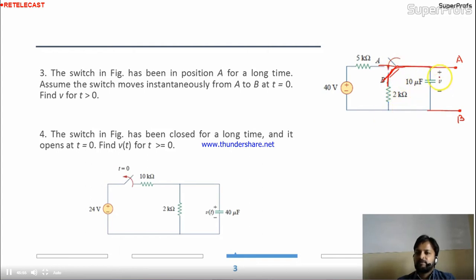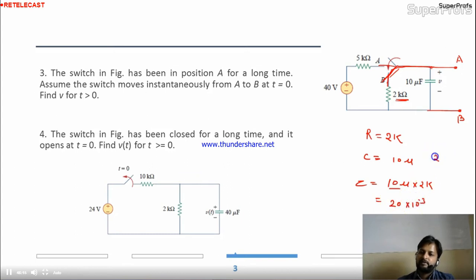Okay. So, you are seeing here a 2K resistance. Your resistance is 2K. Your capacitance C is given as 10 micro. So, your time constant is 10 micro into 2K. Is it okay? So, 10 to the power minus 3, this is 20 milli. Tau is equal to 20 milli.